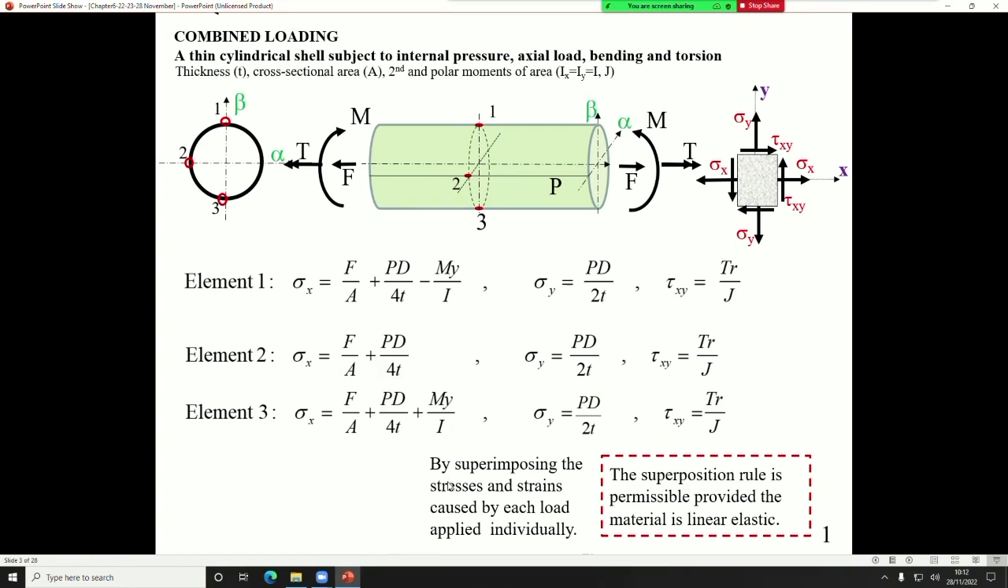Now, are there any questions on slide one? As I said, in previous chapters the structures were just subject to one type of loading, but in the majority of structures, during their service life, they are subject to a combination of loads. So we move on to slide number two.